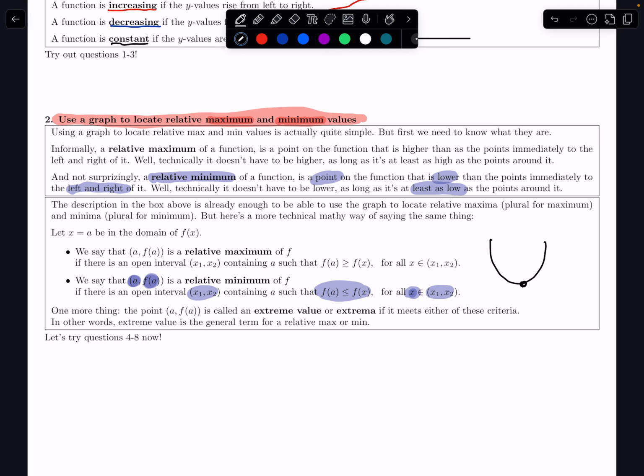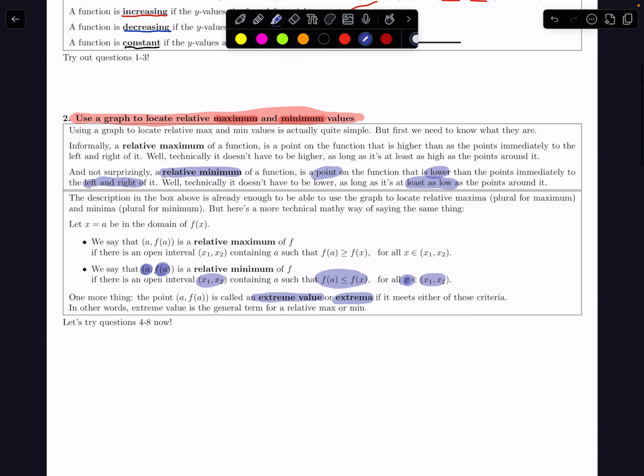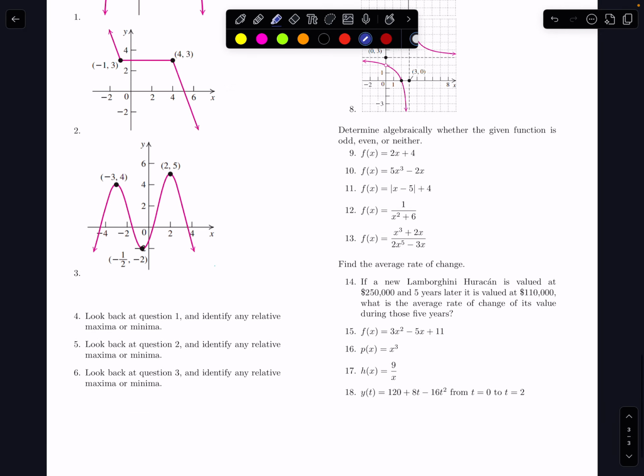That's it. Okay, we call these things in general, whether it's a minimum or maximum, the general term for minimum and maximum, or minima and maxima plural, is an extreme value or an extrema. Two different words that mean the same thing. Okay, let's try the questions.